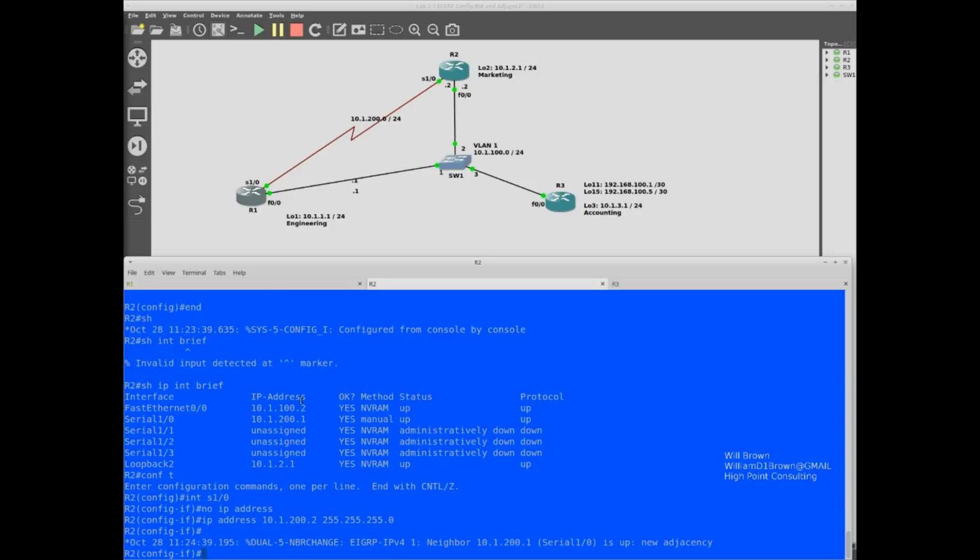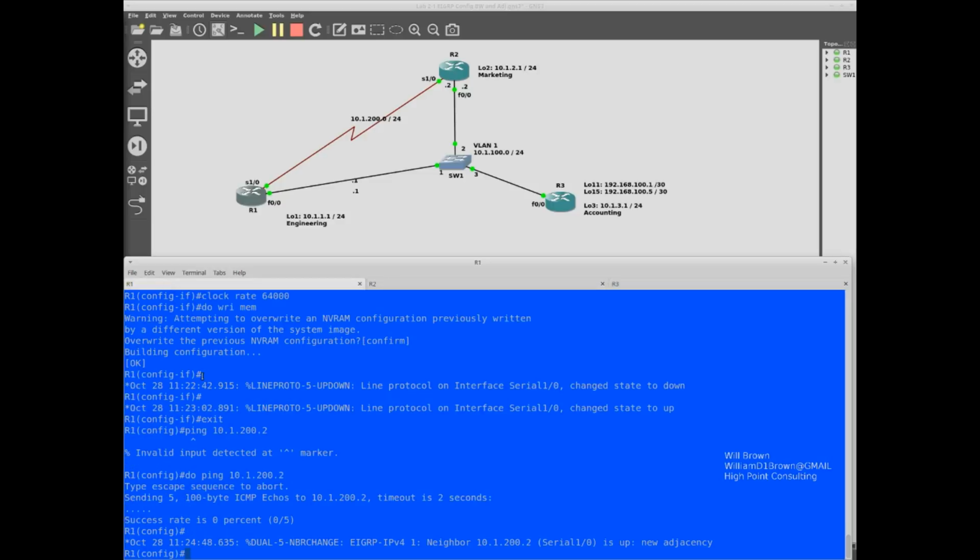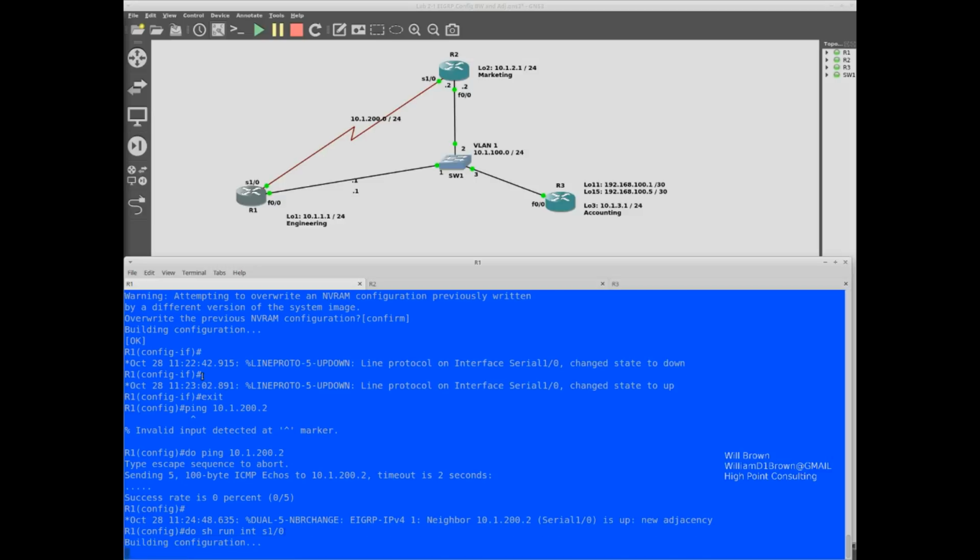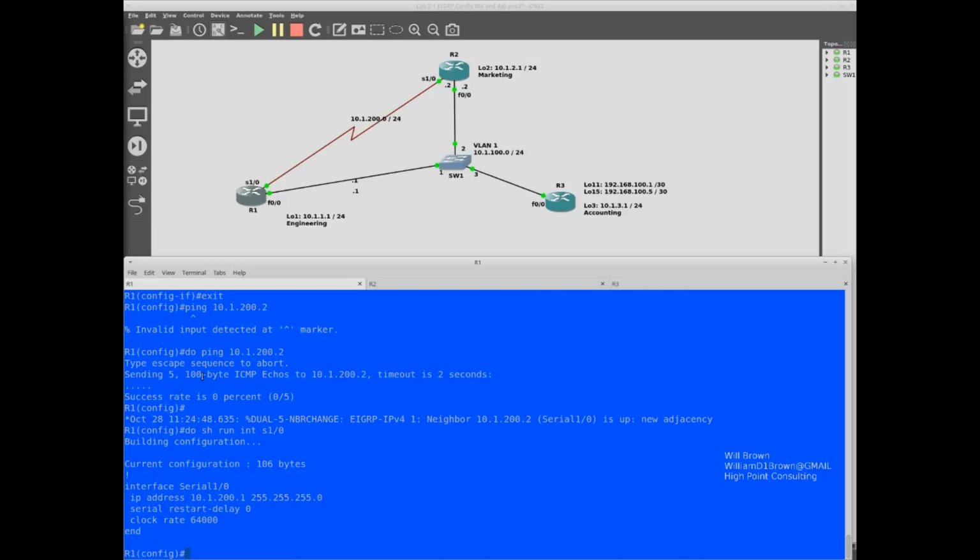Okay, there we go. So changing that, because that's now 2.2. Make sure I've got the address down here correct. Do show run interface serial 1/0 on router 1, and that is 200.1. Okay, so now we're good, and we actually see the neighbor relationship has come up already.